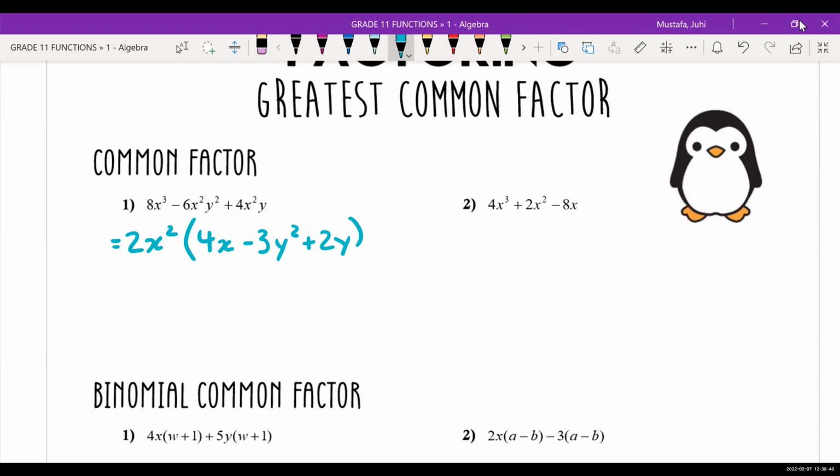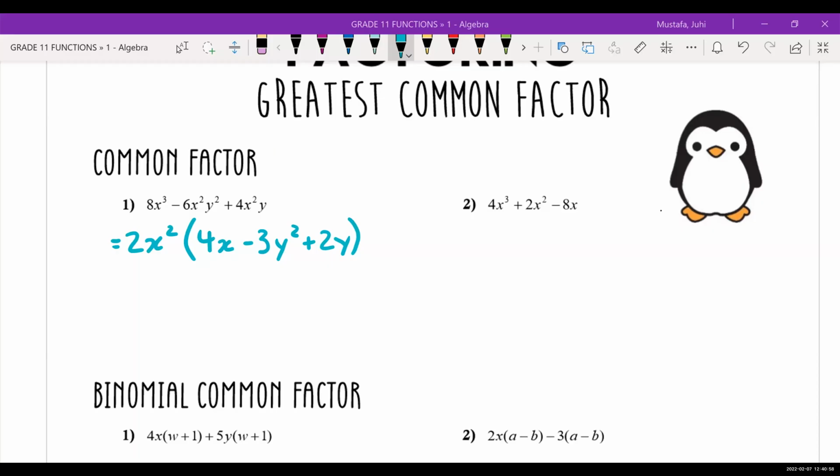Let's go ahead and try question number 2. I'll give you guys a second to do that while I do attendance. All right, we're ready for question number 2. This one's actually easier than question 1. Between 4, 2, and 8, what is the greatest common factor there?